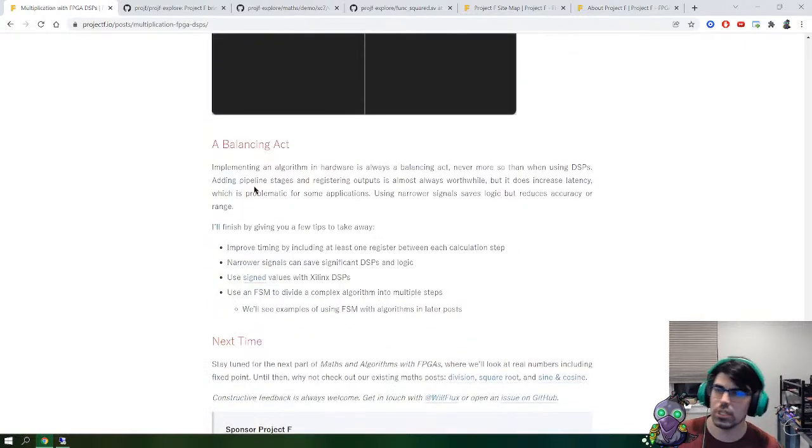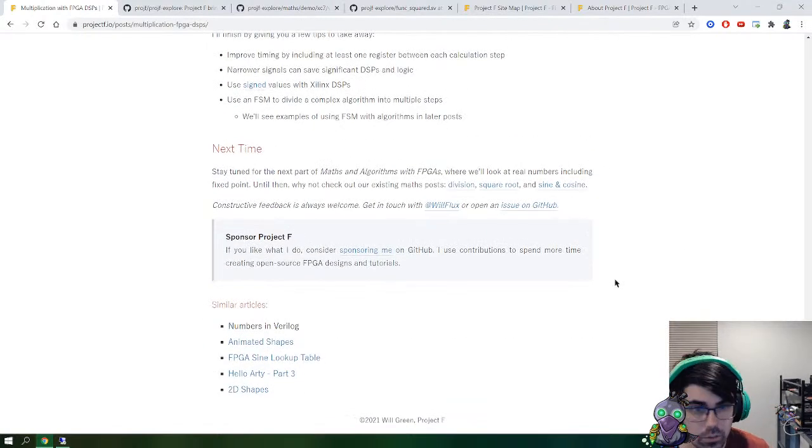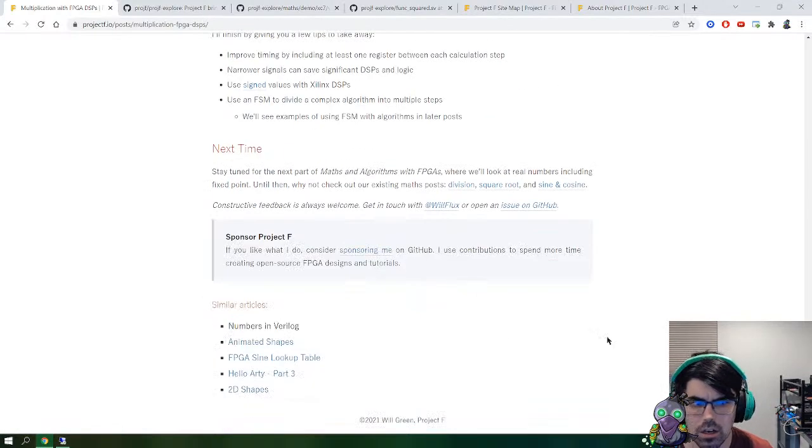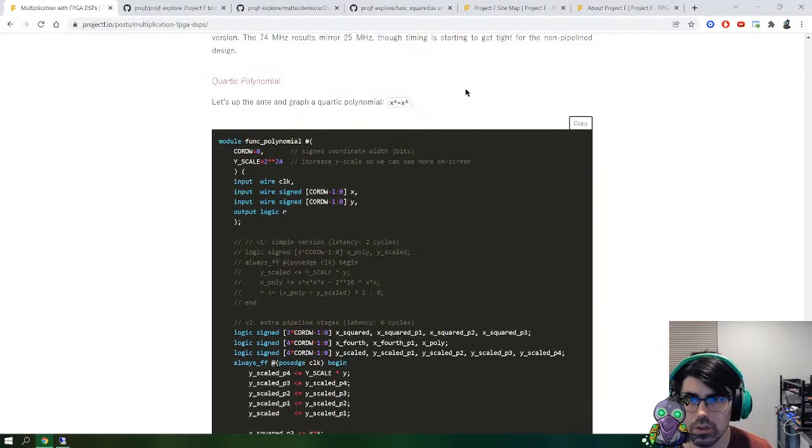I thought we would have more detail about the DSPs in here, but yeah, here's a good example of using DSPs to do graphs. We should do a TI-89, right? We should develop a TI-89 for an FPGA. That'd be fun. Okay, so this is all interesting.